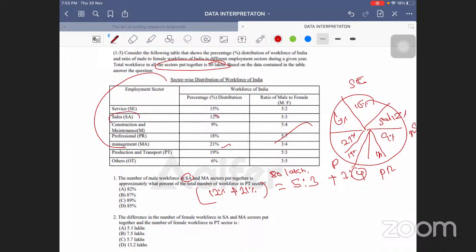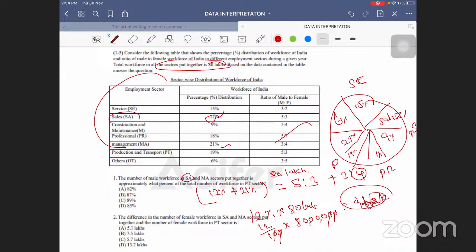So 12% of the 80 lakh people. 12% into 80 lakh. So 12 divided by 100 into 80 lakh. The 80 lakh cancels, so 12 eights are 96. So total 96 lakh.